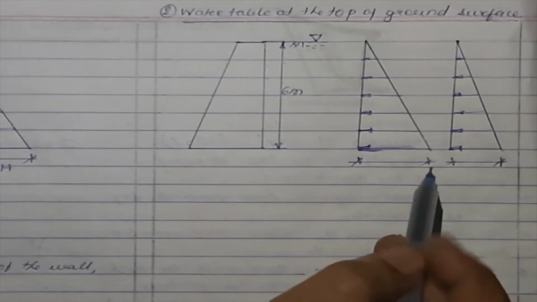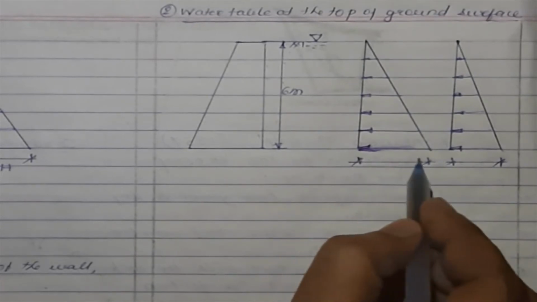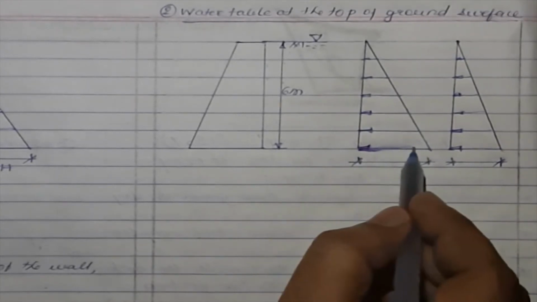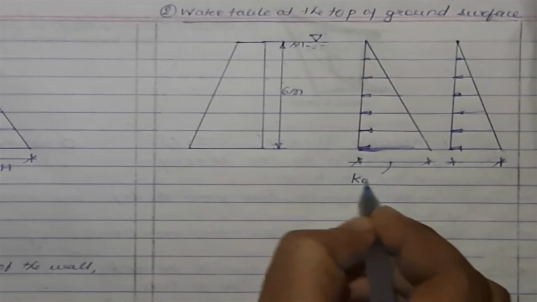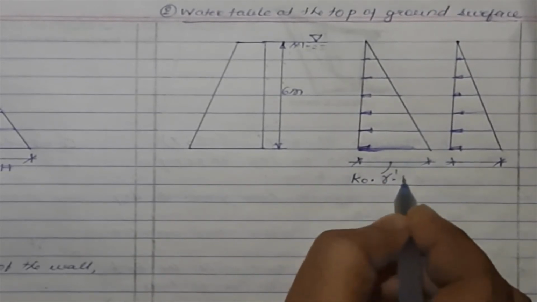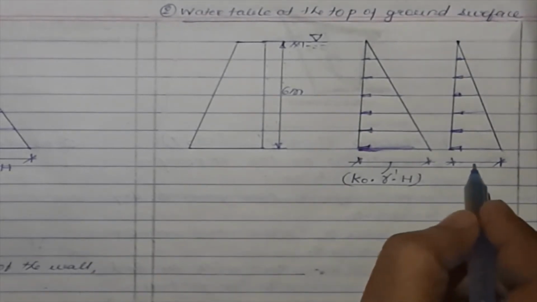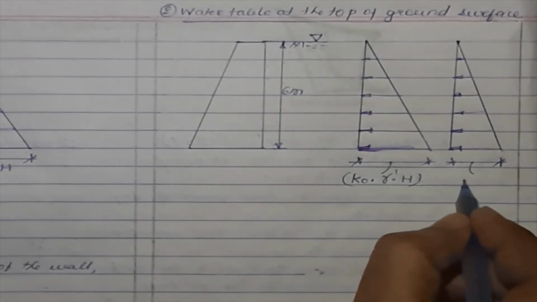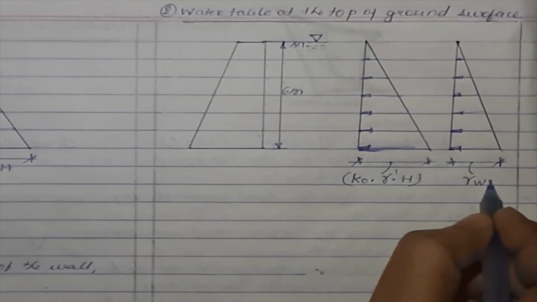Now we will find out the maximum pressure due to the submerged weight of the soil, which will be at the bottom. So this portion is going to be K0 multiplied by gamma submerged multiplied by capital H, whereas this portion is going to be gamma W, that is unit weight of water, multiplied by H.